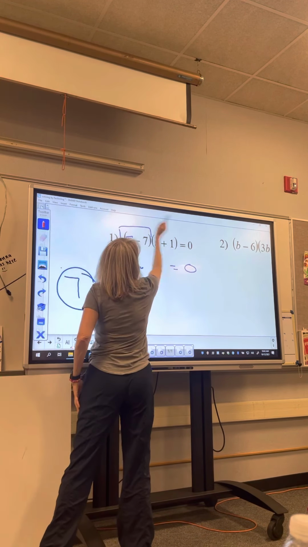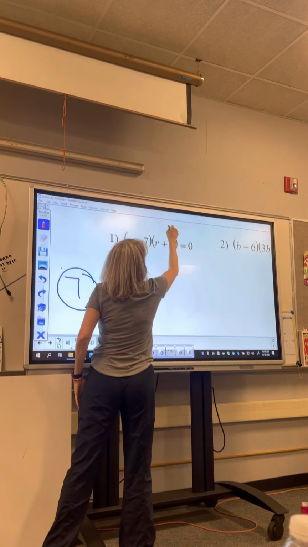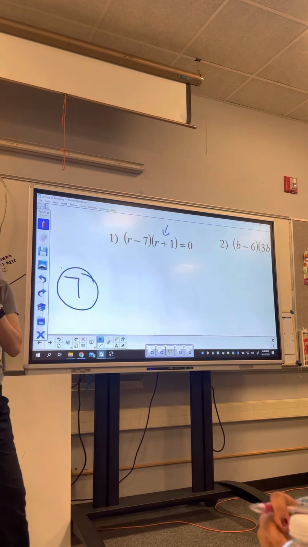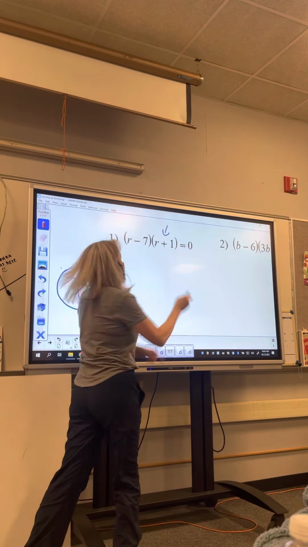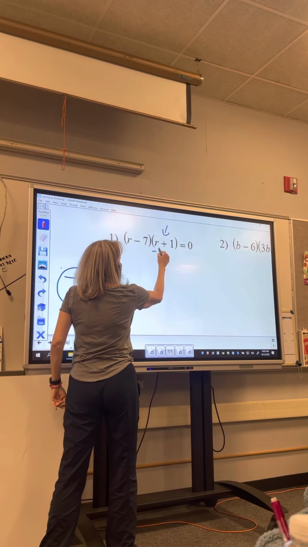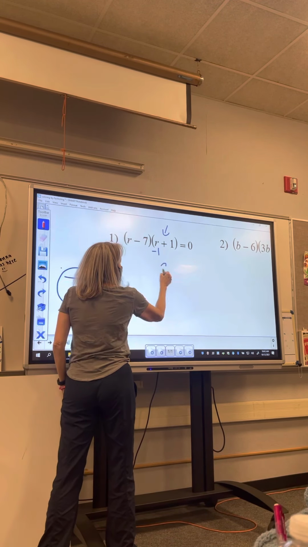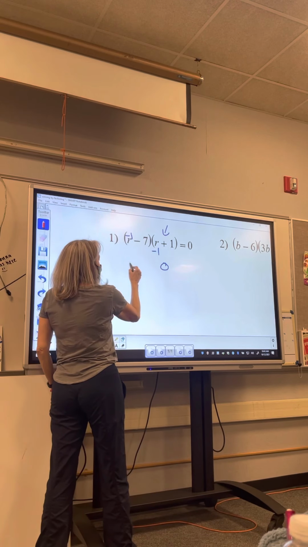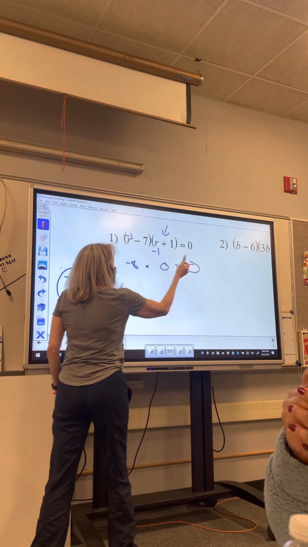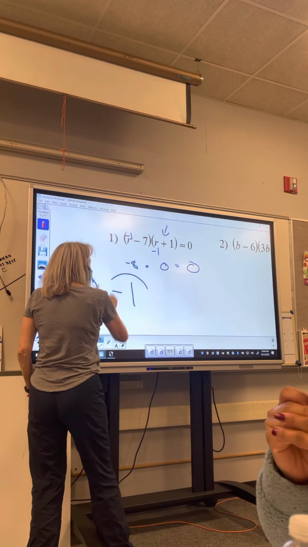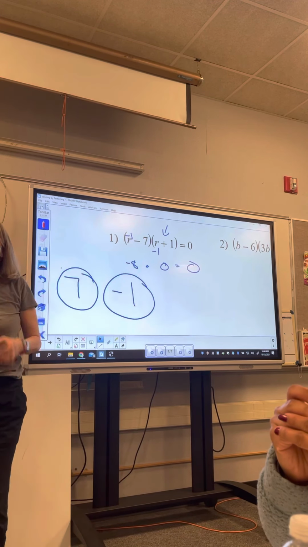So let's look at this guy. Let's try this guy. What could I plug in to make that guy turn into 0? It's 1. What would make the 1 go away? Negative 1. So let's see if it works. Negative 1 plus 1 is 0. Negative 1 and 7 is negative 8. If I times them together, I get 0. So guess what? Negative 1 works also.